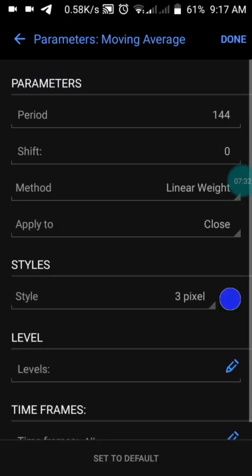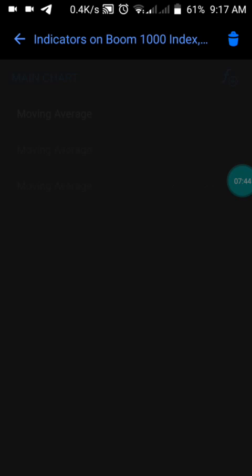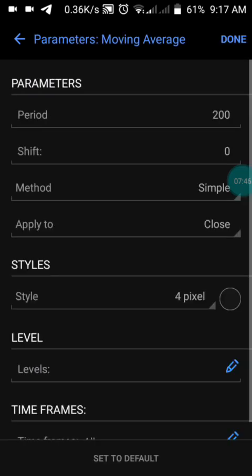Then the second moving average is the period of 144. You see, you have the shift of 0, we have our method to be linear weighted, that is it. Then you choose your color and press done. So we have the third moving average, we have the period of 200, and we have our shift to be 0, we have our method to be simple, and we have our color to be black and apply to be close. So you press done.